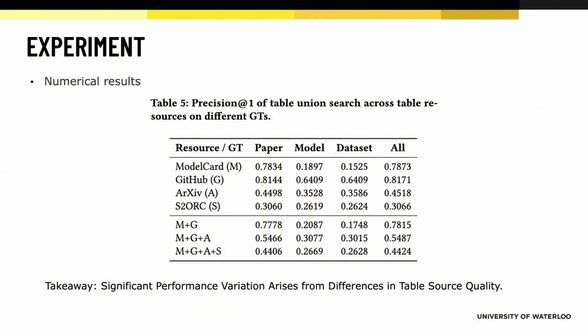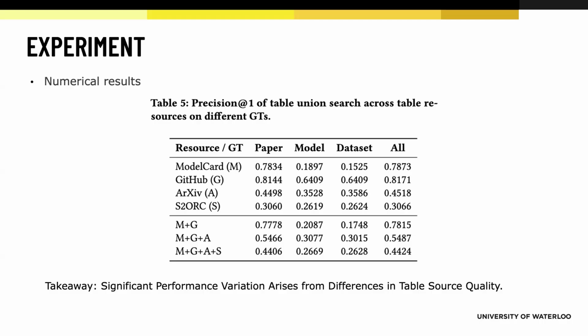And remember that our tables come from 4 resources. Some come from model cards and GitHub, and they are markdown tables. The arXiv ones are HTML tables, and the ones from Semantic Scholar are plain text, polished by a large language model with structural information recovered. So the quality of the tables is different.